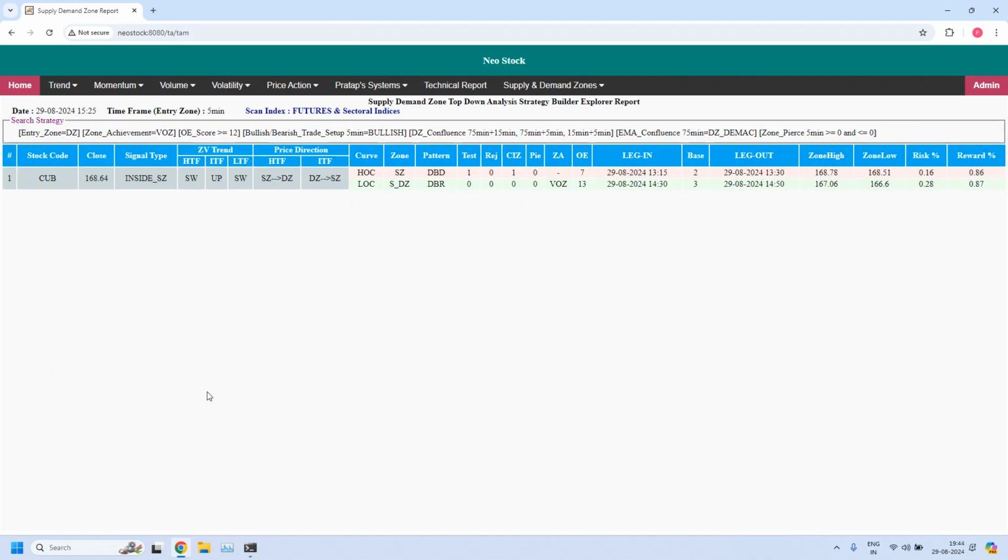Only one stock, Cub. Cub has high liquidity, and moreover it is a high liquidity zone, and this zone has confluence with LTF, ITF, HTF, and also this Cub 75-minute zone has confluence with daily EMA. So it is a high probability trade setup.